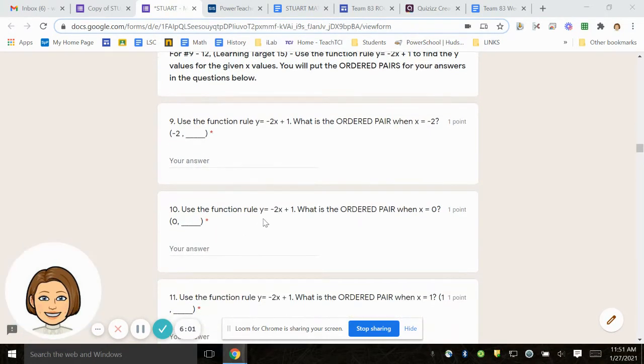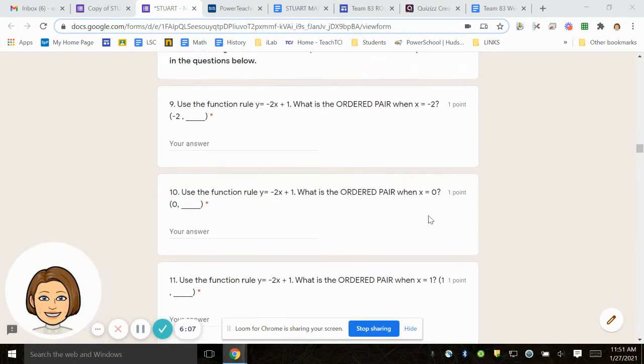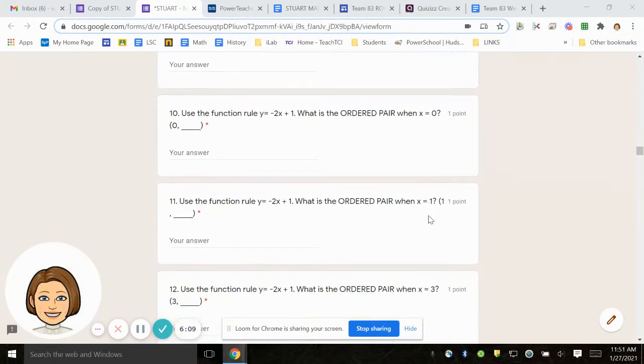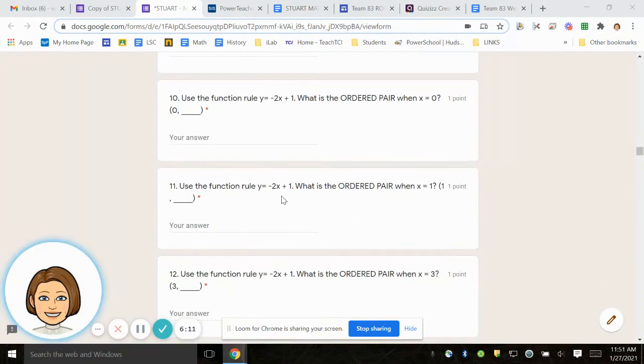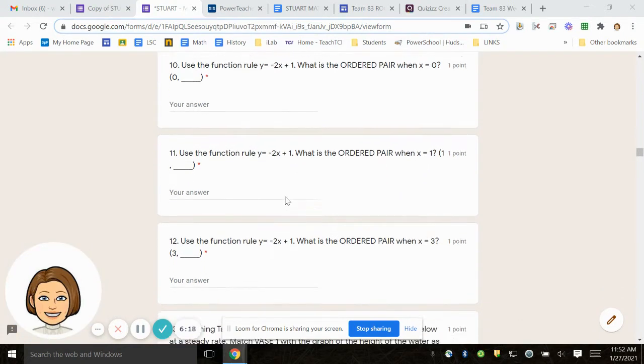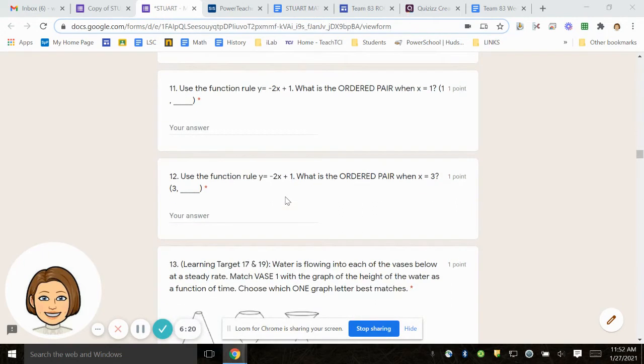Number 10, same equation. This time substitute the 0 in for x to find y. Number 11, again the same equation. This time substitute 1 in for the x. Number 12, again with the same equation. This time substitute 3 in for the x.